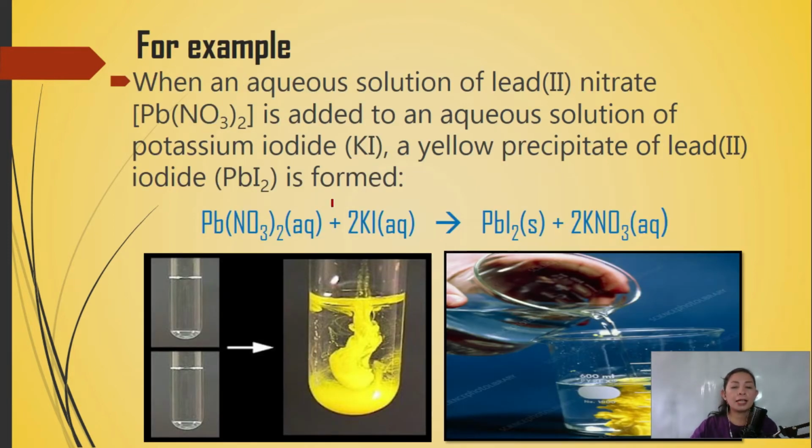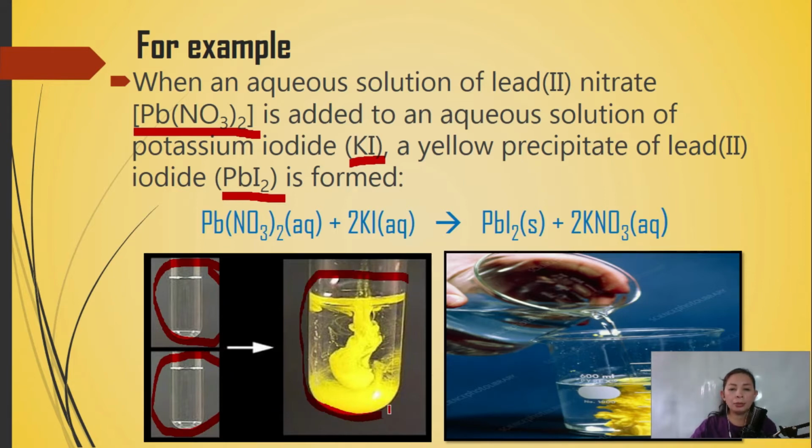I have for your class an example reaction. When an aqueous solution of lead-2 nitrate, which has this formula, is added to an aqueous solution of potassium iodide, a yellow precipitate of lead-2 iodide is formed. As you can see in this picture, we combine two colorless solutions of lead-2 nitrate and potassium iodide. Combining these two will produce a yellow precipitate.